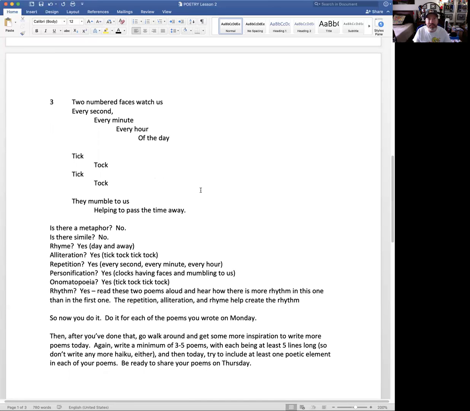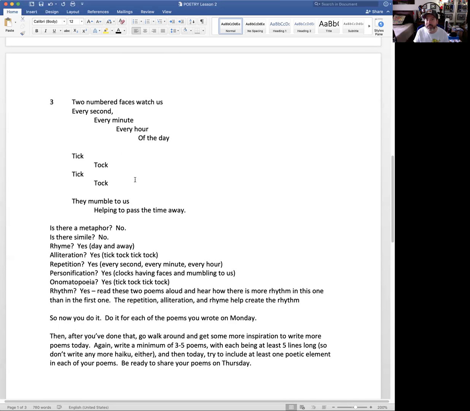Two numbered faces watch us every second, every minute, every hour of the day. Tick tock, tick tock. They mumble to us, helping to pass the time away. Is there a metaphor here? No. Is there simile? No. Rhyme? Yes. Day and away. Is there alliteration? Yes. The T sound, the tick tock, tick tock. Okay. Is there repetition? Yes. Every second, every minute, every hour.